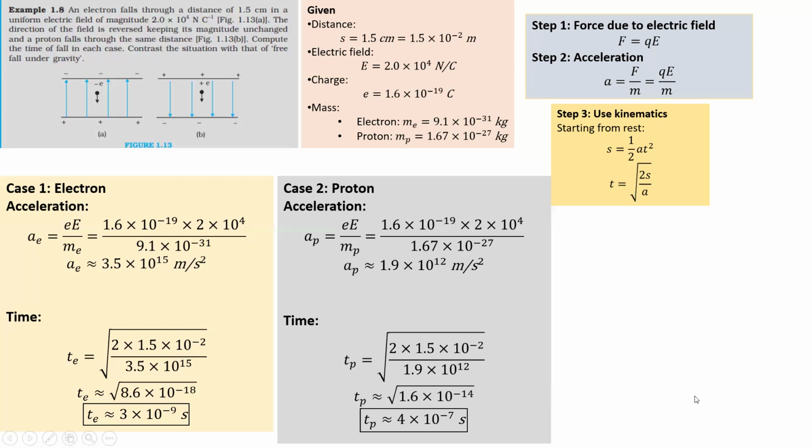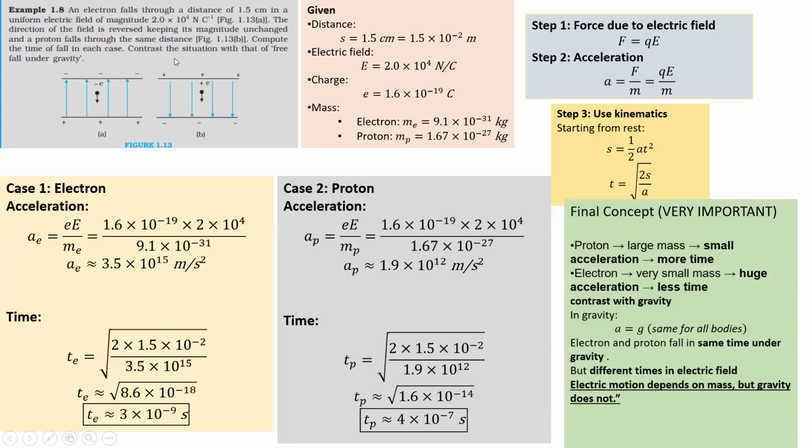Now the last part of the question: contrast the situation with that of free fall under gravity. Now see, the proton has larger mass, so the acceleration produced is less. The electron has smaller mass, therefore the acceleration produced for the electron is more.